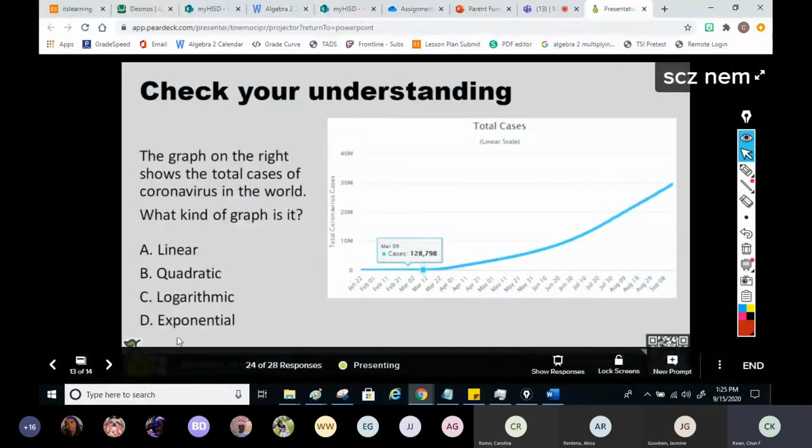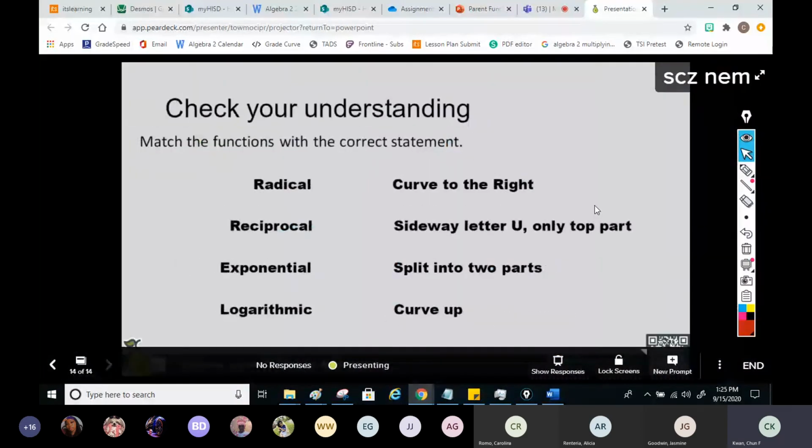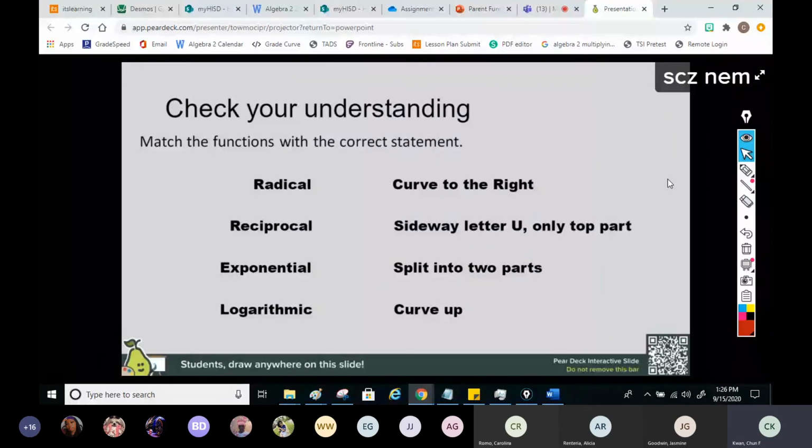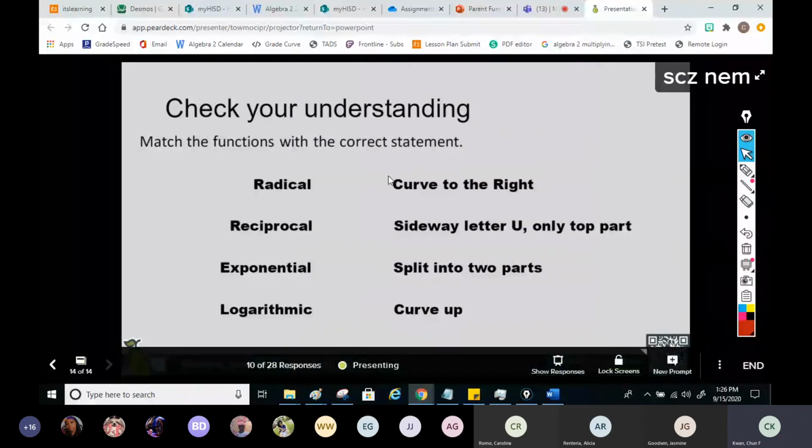Okay, now let's move on. This is the last question, and then after that, you guys are good to go. Once again, check your understanding. Match the function with the correct statement. Just like before, can you match all the functions with their description? Go ahead and draw a line and match them up, please. If you need some help, look over your notes, and your answer should be right there because you've been taking notes, right? Go ahead and match them up. I'll give you a minute.